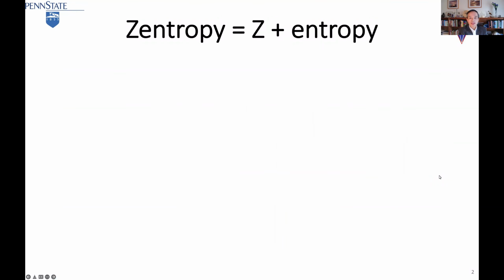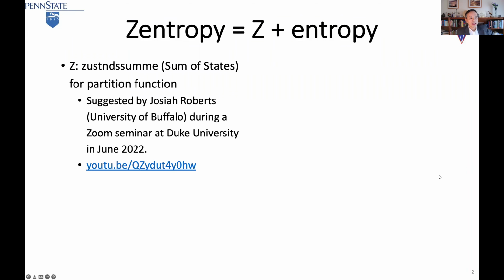Zentropy equals Z plus entropy, and Z stands for sum of states, or partition function. The name was suggested by Josh Roberts from the University at Buffalo during a Zoom seminar I gave at Duke University in June 2022. Here's the link for the YouTube recording of that seminar.